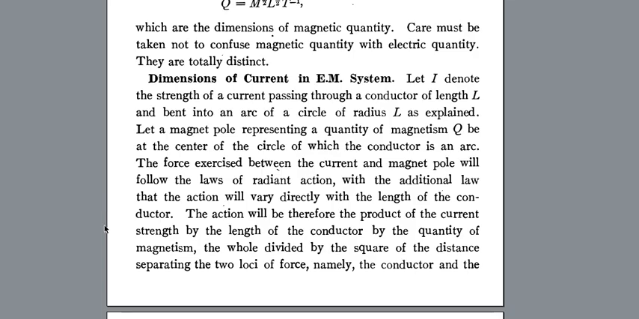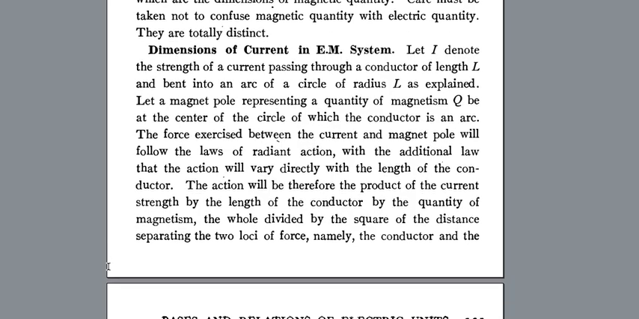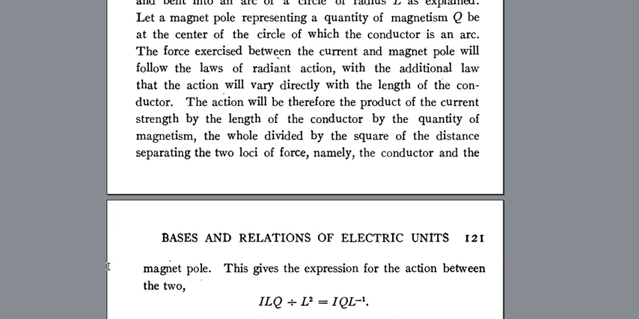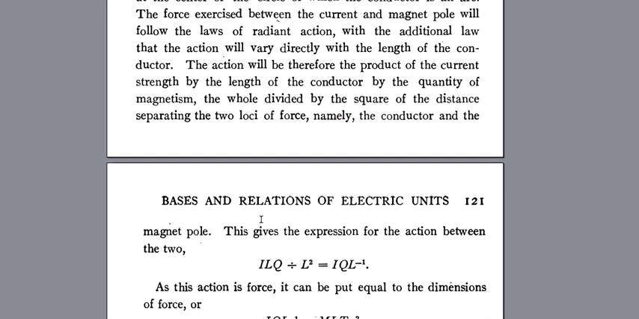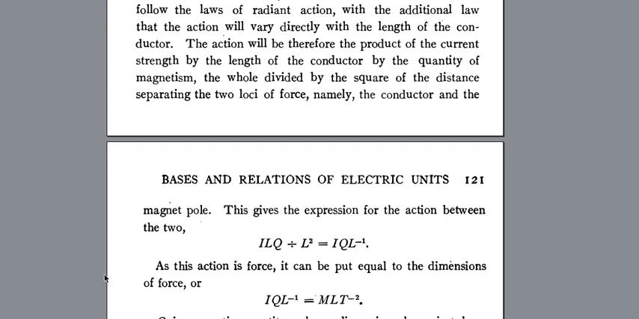The force is proportional to the product of the current strength, the length of the conductor, and the quantity of magnetism divided by the square of the distance between them. Substituting L for the distance, this simplifies to force is proportional to the current multiplied by the quantity of magnetism divided by the conductor length. The force also has the dimensions of mass multiplied by length multiplied by time raised to the power of negative 2. Equating the two expressions, we write current multiplied by the quantity of magnetism multiplied by the reciprocal of length equals mass multiplied by length multiplied by time raised to the power of negative 2.